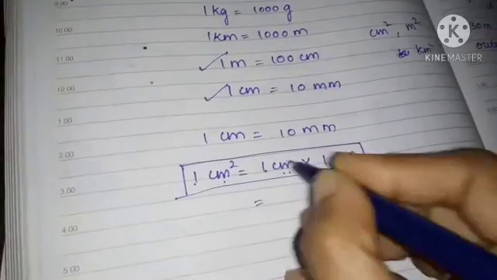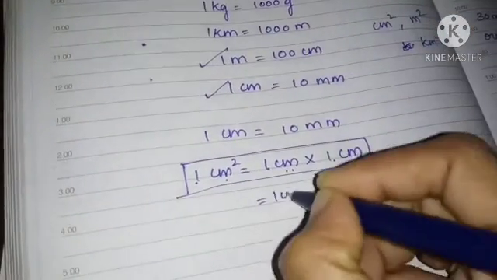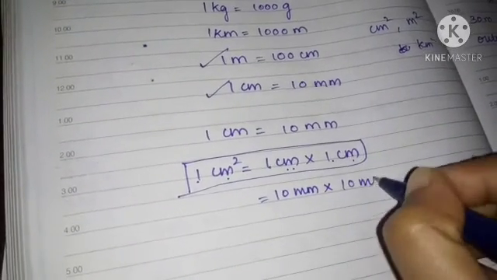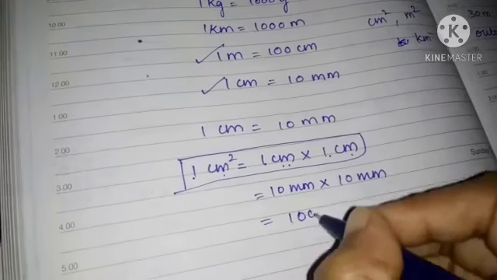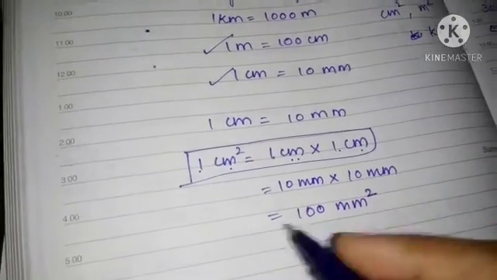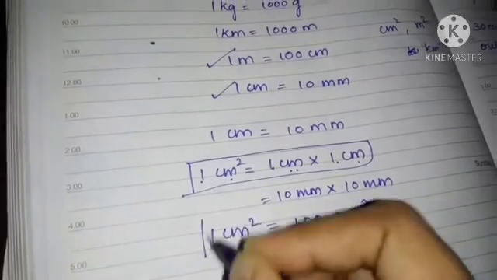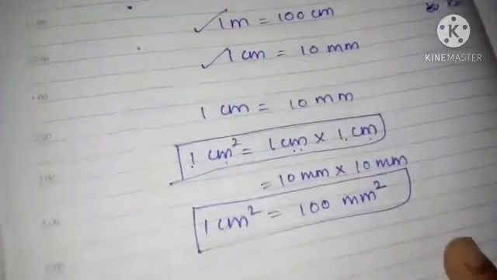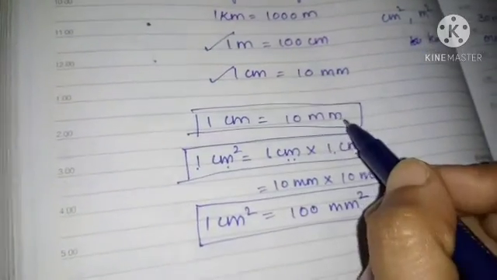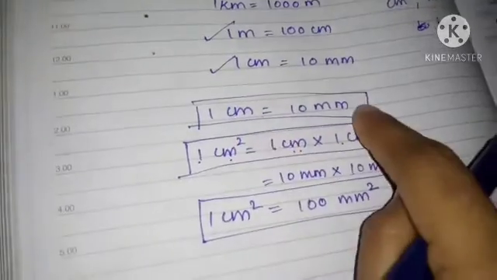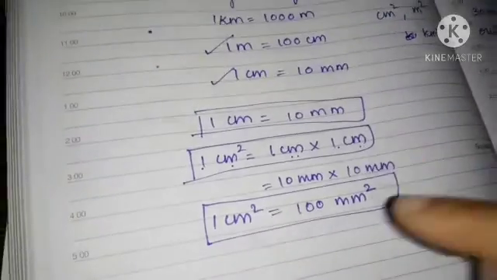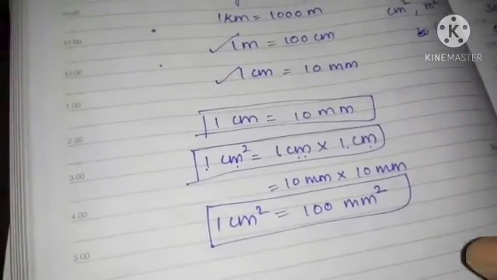So you know 1 centimeter is how many millimeter? 10 millimeter. Into 1 centimeter is how many millimeter? 10 millimeter. So 10 into 10, 100 millimeter square, because millimeter into millimeter, millimeter square. Therefore 1 centimeter square is nothing but 100 millimeter square. So listen, when 1 centimeter is 10 millimeter, 1 centimeter square is 100 millimeter square. It is entirely different. Okay, likewise you should solve it.